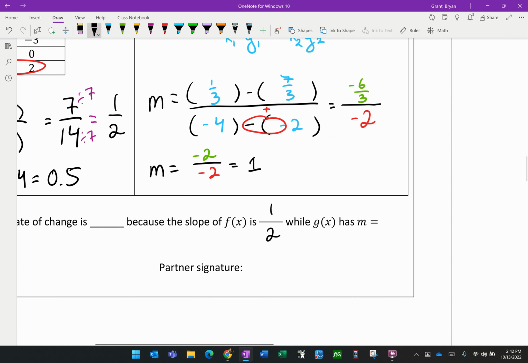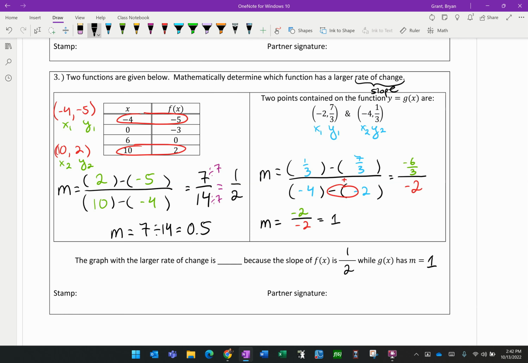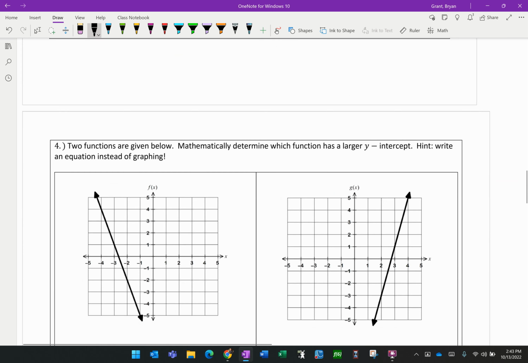So actually, even though we started with some strange fractions, we found that the slope is 1 here, which is a pretty nice number. And so we had to state which graph has a larger rate of change. Well, g of x is going to have a larger rate of change. 1 is certainly bigger than a half. Sign papers, switch back, and you're moving on to problem 4.